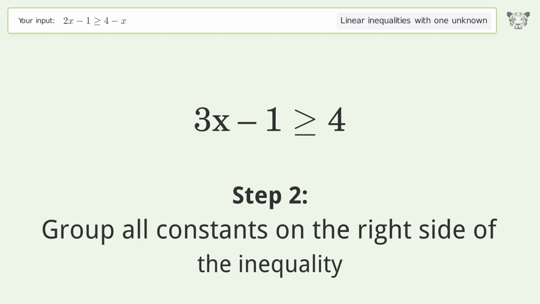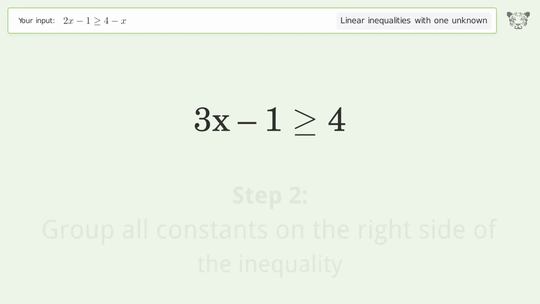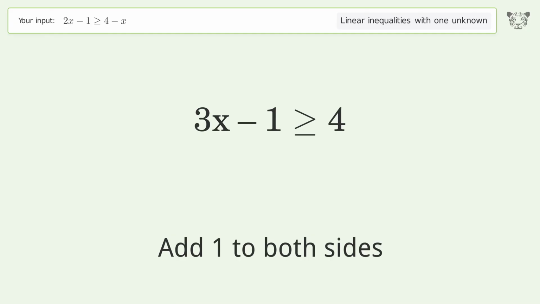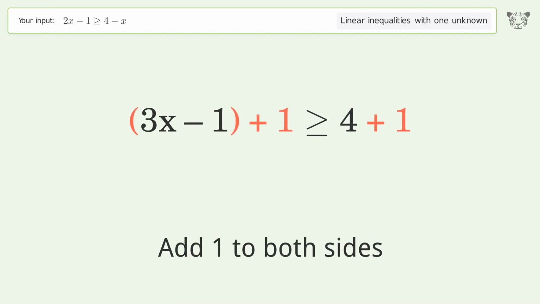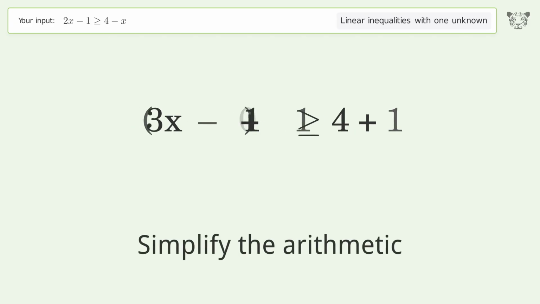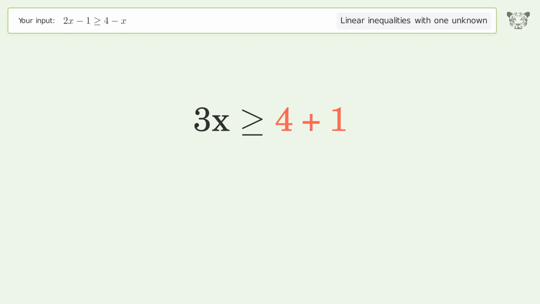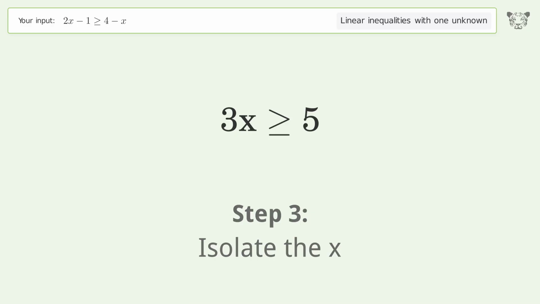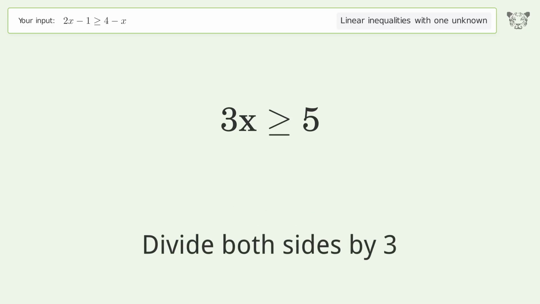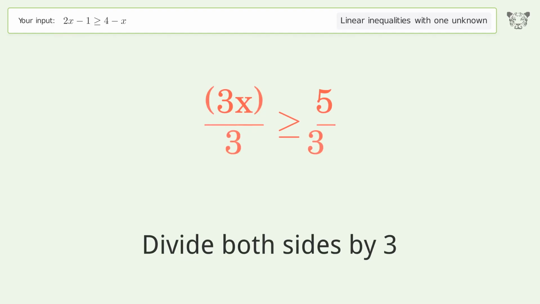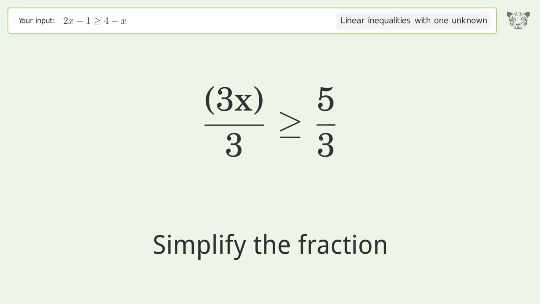Group all constants on the right side of the inequality. Add 1 to both sides. Simplify the arithmetic. Isolate the x. Divide both sides by 3. Simplify the fraction.